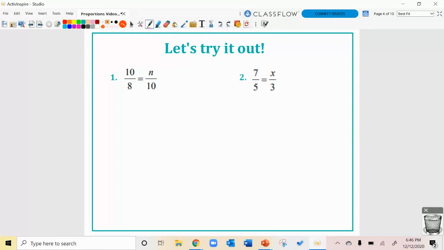So let's try some. And maybe this is something you already know how to do. So our goal here is to solve for x.